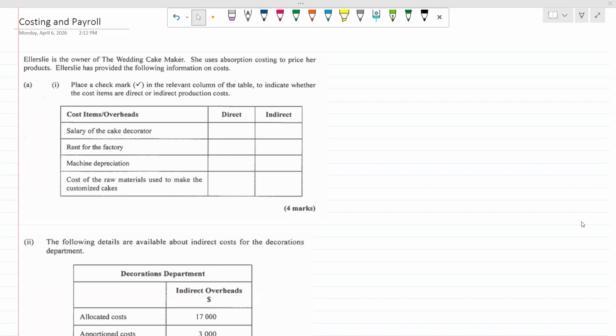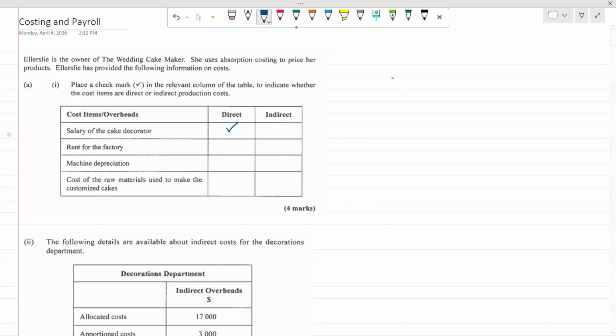Place a check mark in the relevant column of the table to indicate whether the cost items are direct or indirect production costs. So direct production costs are those that can be traced directly to whatever is being produced or made. In this case, we're talking about costs that could be traced directly to the making of a cake. So the salary of the cake decorator will be considered a direct cost because we could trace that directly to the cake that is being made.